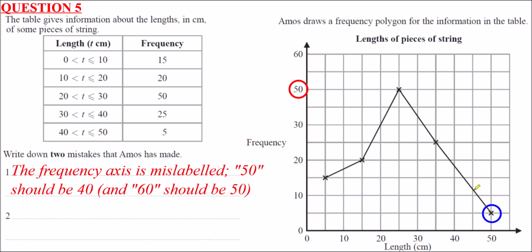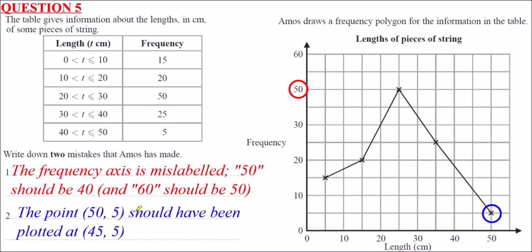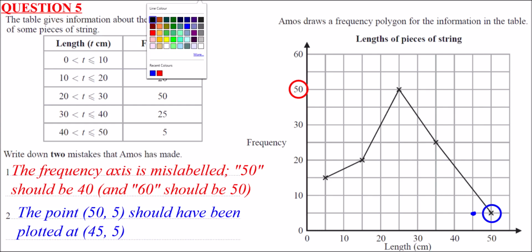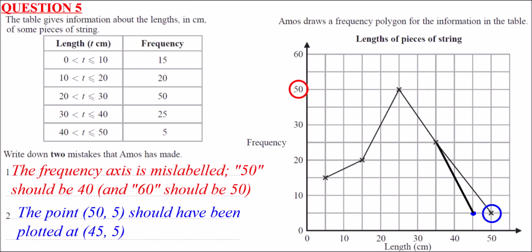So it should be plotted up here instead. So we could say the point 55 should have been plotted at 45, 5. So look, something like this. That point there should have been down 1 square to the left, like so. And so from the point which was correctly plotted, this one here, it should have been a straight line down, like so, down to that one. So a slight error, but an error nonetheless.